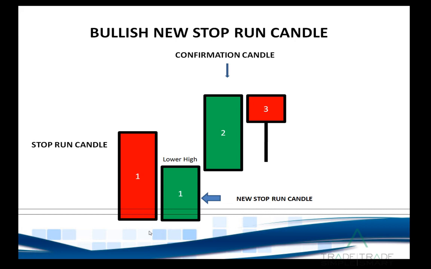The following candle will have to close beyond the body of the first or the new stop run candle and within its higher or lower 1/3 region. And in this case we can see the second bar has confirmed up, has closed within its higher 1/3 region. So this would then validate the stop run, and we would be looking for a pullback, which we'll go into in a second, which will be bar 3, and then ultimately entry into the trade.